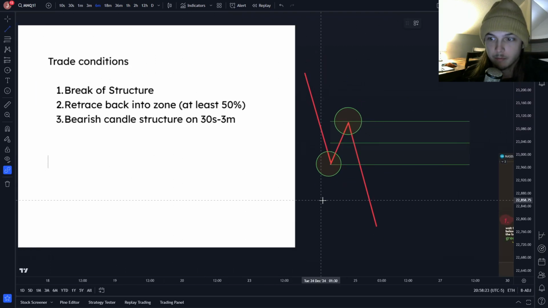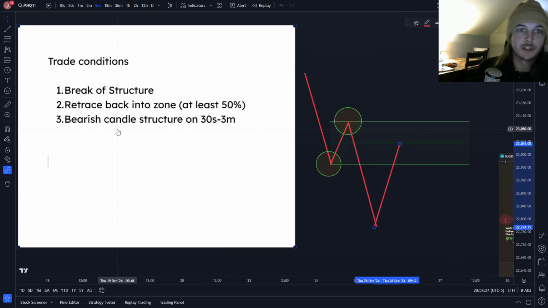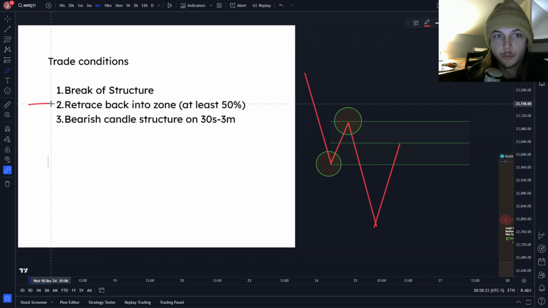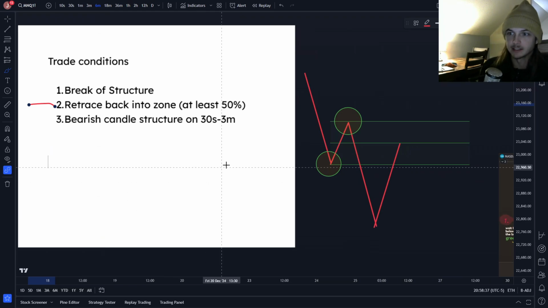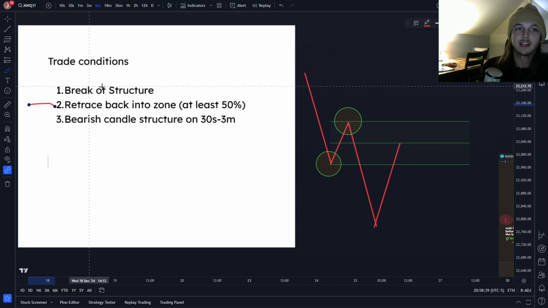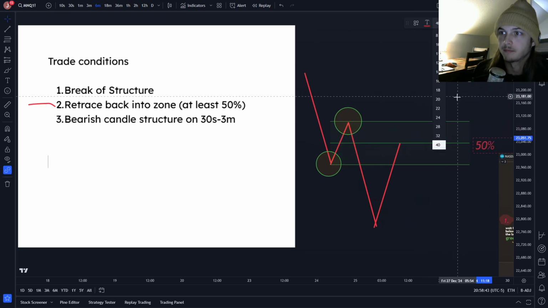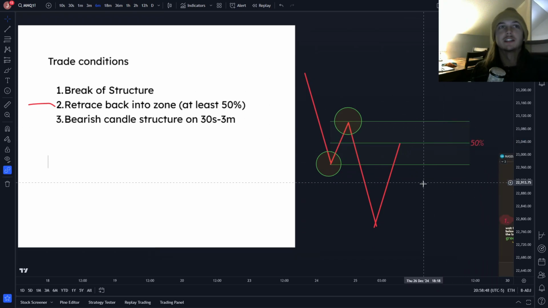So, when we come back into the range, that is our trade condition number 2. Retrace back into the zone, at least 50%. This is our 50% here. The middle line is our 50%.